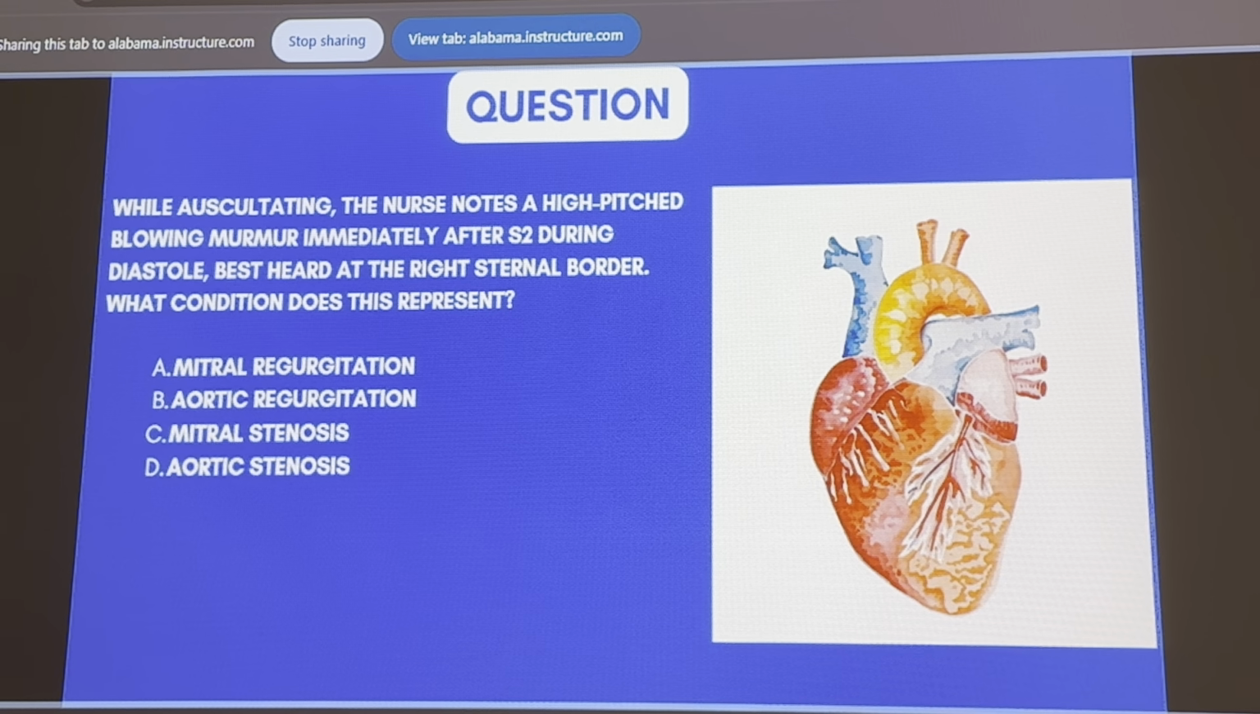Let's break it down. Right sternal border. That already narrows it down a lot, right? So what's the only thing on the right sternal border? Aortic valve, okay? So if it says anything about mitral, then I can mark that out, right? So I can mark out A and C completely, okay? What else we have? Diastole, right? So what is my aortic valve doing during diastole?